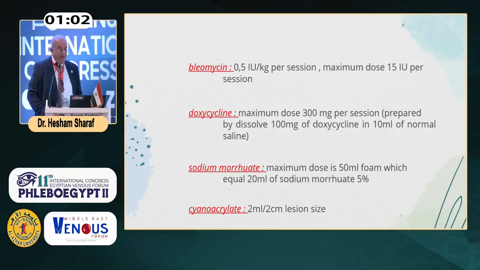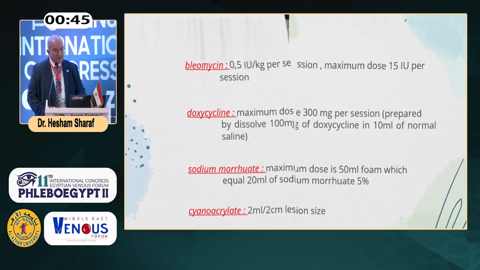Bleomycin, 0.5 international unit per kg. Doxycycline, maximum dose is 300 milligram per session. Sodium morrhuate, maximum dose is 50 milliliter foam. Cyanoacrylate, 2 milliliter per 2 centimeter lesion size.